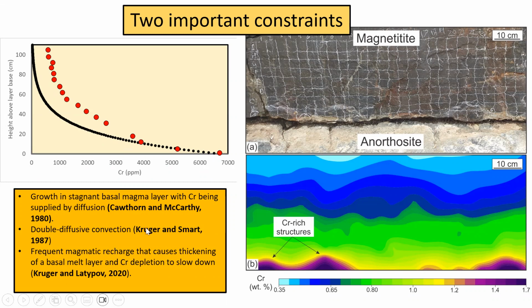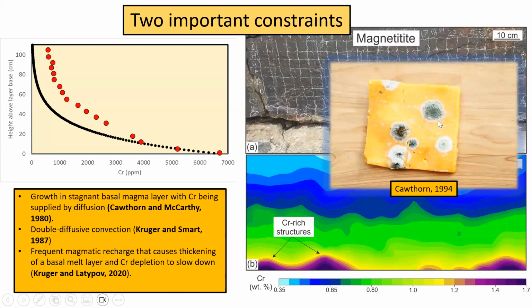Creer and Smart had a similar model. And in our model, we proposed that this is because of frequent magma additions that cause a thickening of a basal melt layer, causing the chromium depletion to slow down. I think the details are not so important for this presentation. And then, of course, we have these chromium-rich structures that have been inferred to be in situ growth structures. Now, the one thing that all these models have in common is they consider that these features arose during the primary accumulation of the magnetitite layer. So it forms as the magnetitite layer is crystallizing.